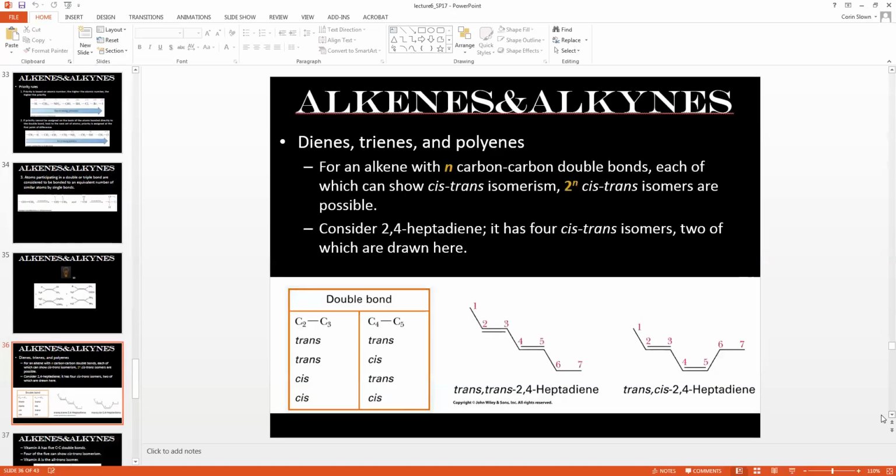For dienes, trienes, and polyenes, if I have an alkene that has N carbon-carbon double bonds, each of which can show cis-trans isomerism, 2 to the N cis-trans isomers are possible. So consider 2,4-heptadiene. It has 4 cis-trans isomers, 2 of which are drawn here. So trans-trans 2,4-heptadiene and trans-cis 2,4-heptadiene.